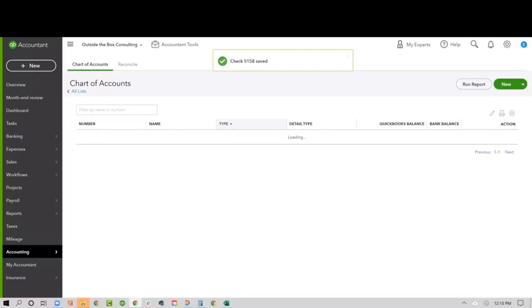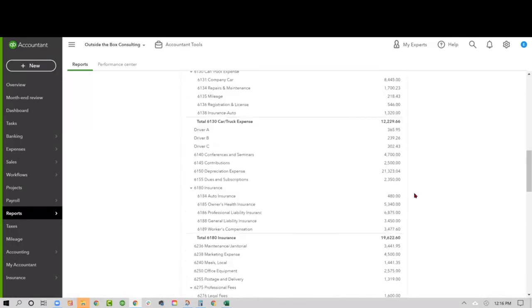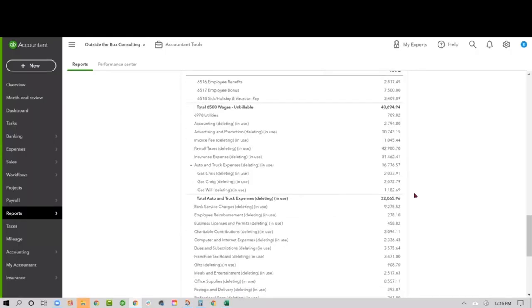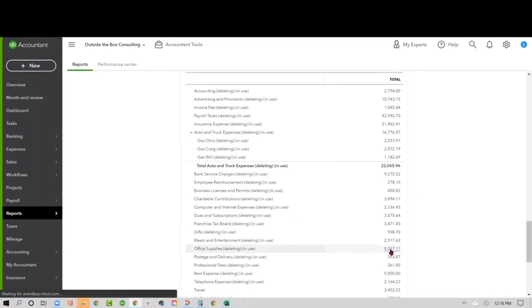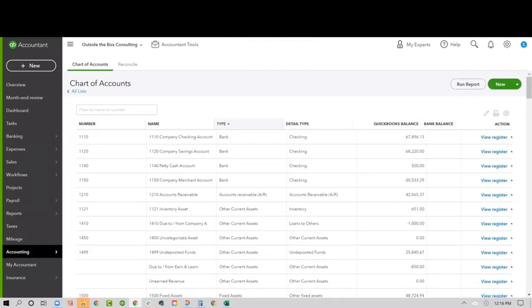And now my bank balance, all dates, run that report, and I'll scroll down to office supplies, which is right here. Click on the number, and here's my $1,500 check. So I took money off the balance sheet in the cash account, reduced cash available, spent it on office supplies, which then hit the profit and loss. And the chart of accounts ties all of that together. So now you know why it's in the order it's in and how we're moving money up and down this list of accounts to get those final numbers.